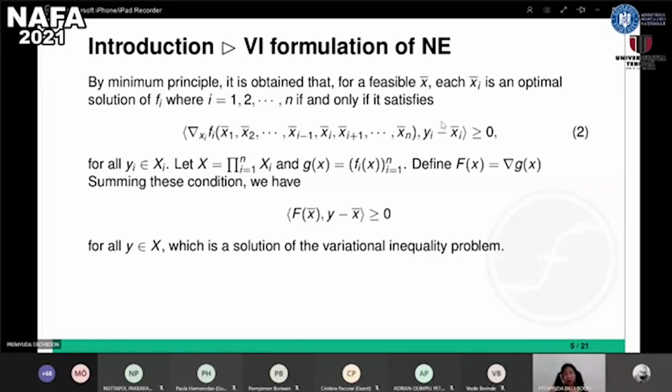From the minimization problem, we can write it by using the minimum principle as this one. So we can consider this kind of function in the quasi-variational inequality problem when we set X as the product of Xi, so this capital F is replaced by this one.